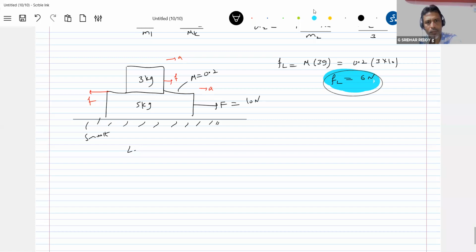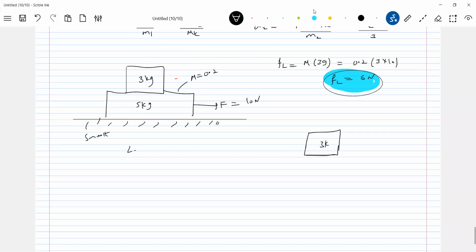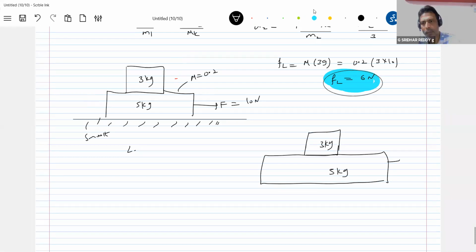Let me give one more diagram. There's a question. In this diagram, we are going to assume that no slipping occurs. I applied a force of 10 Newton. Then the frictional force acting will be F.